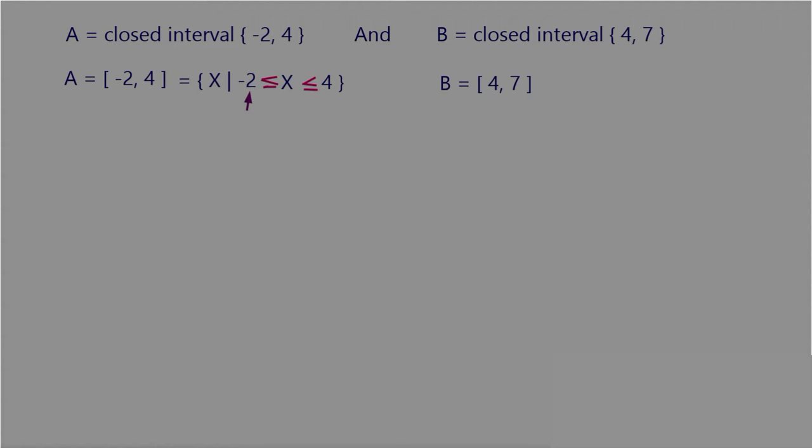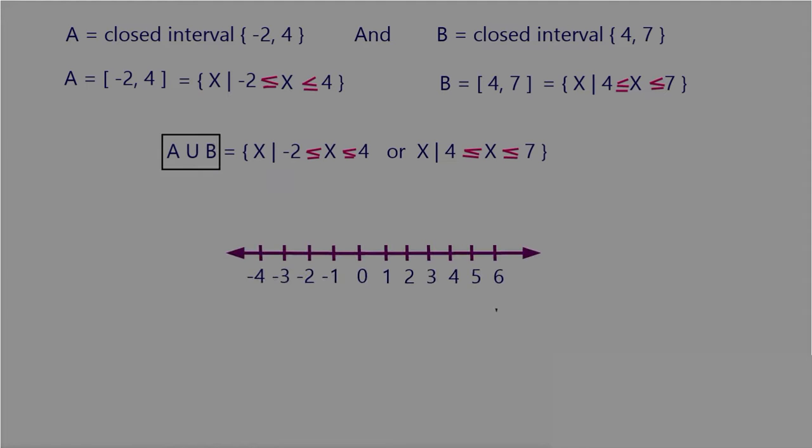This -2 shows that the graph starts at -2 and ends at +4 on the number line. And for set B, the graph starts at +4 and ends at +7. We want to find the union of A and B, so we write set A and set B separately between the same pairs of brackets. The new points that we will plot on the number line are -2 and +7 in order to plot the union of both sets.